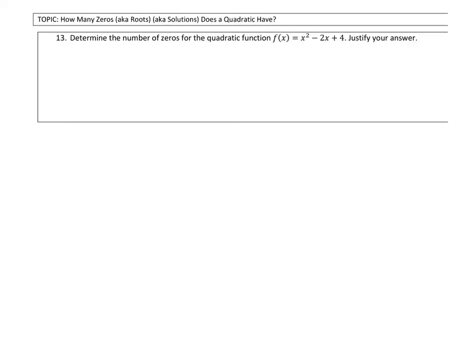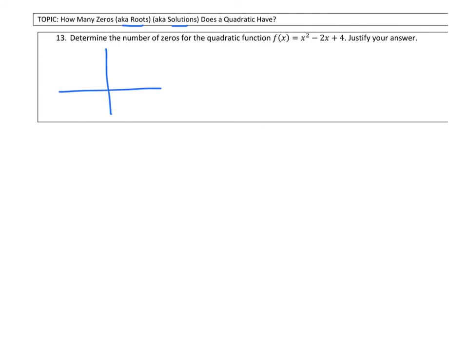Okay, number 13 is a pretty straightforward, easy one. It's just asking you how many zeros the quadratic function has. Now, of course, another word for zeros are roots or solutions. We know that we can look at the graph of a quadratic and see visually how many solutions it has by looking at how many times it crosses the x-axis.